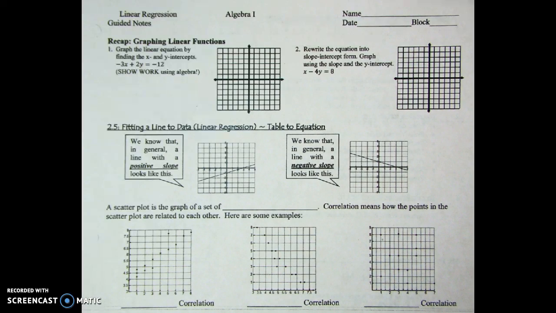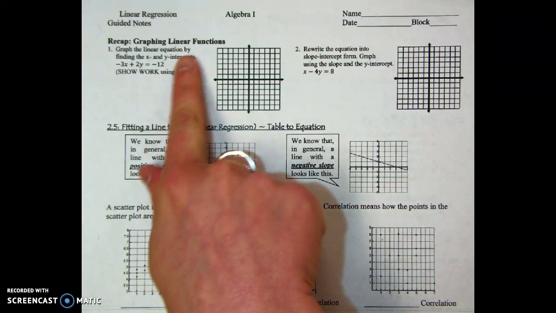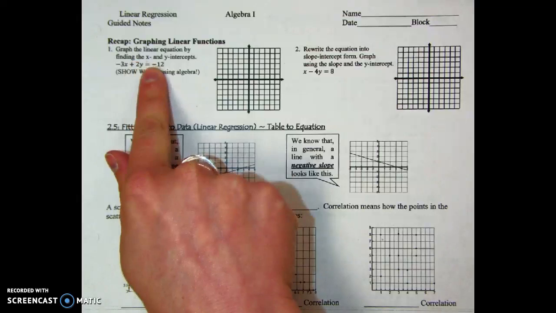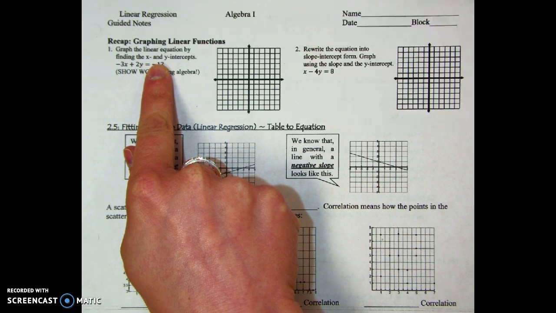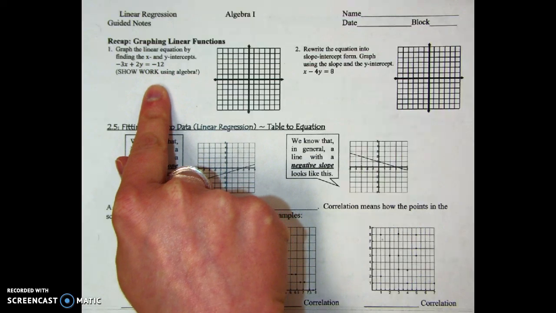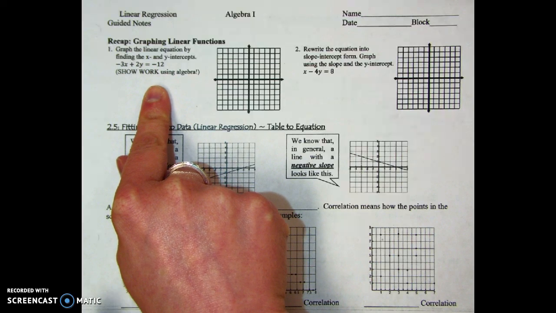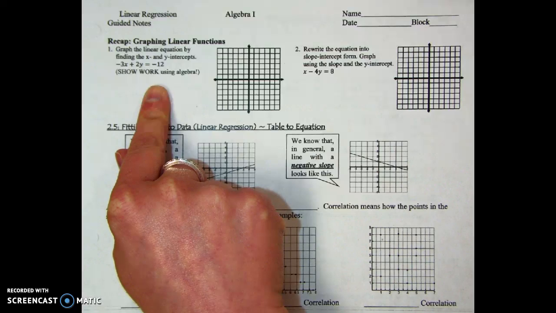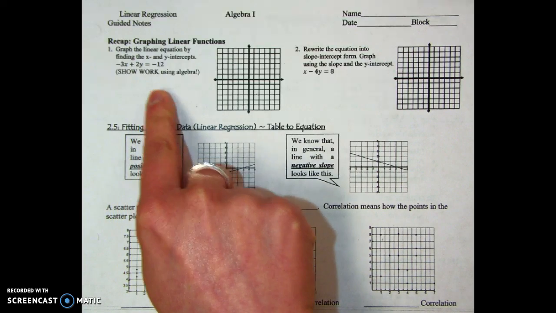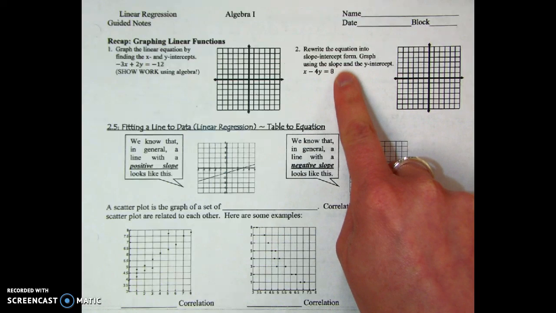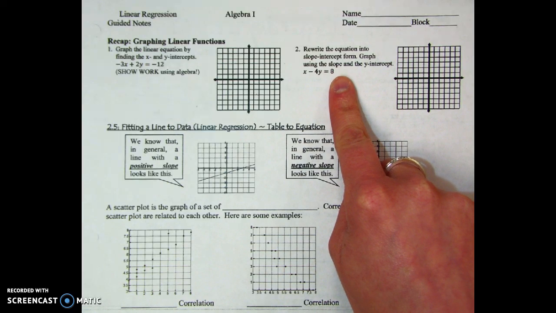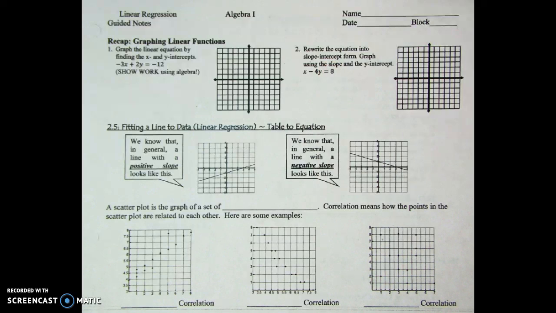What I would like for you to do first is to just try the top two problems here. This is graphing linear functions. Notice right here it says they want you to graph it using the x and y intercepts. So hopefully you remember that. You plug in 0 for y, solve for x, plug in 0 for x, solve for y. I'll go over that here in a minute. And then they want you to rewrite this one in slope-intercept form and then graph it that way.